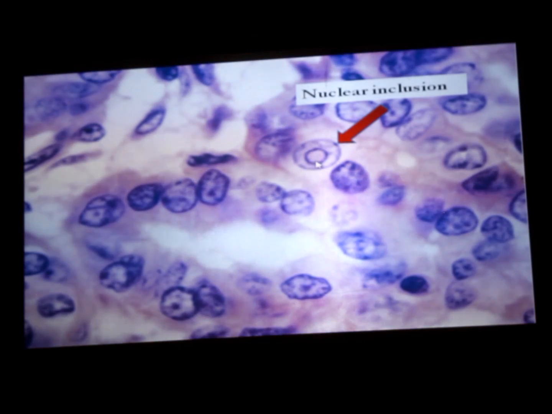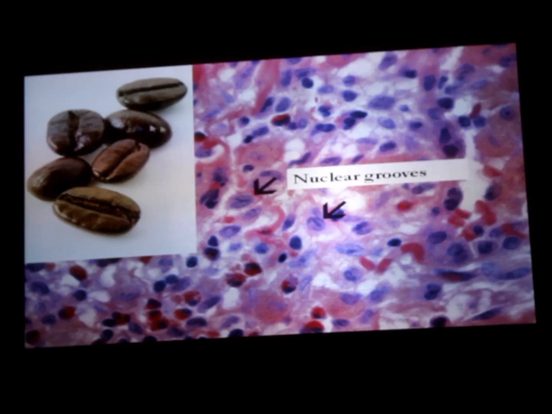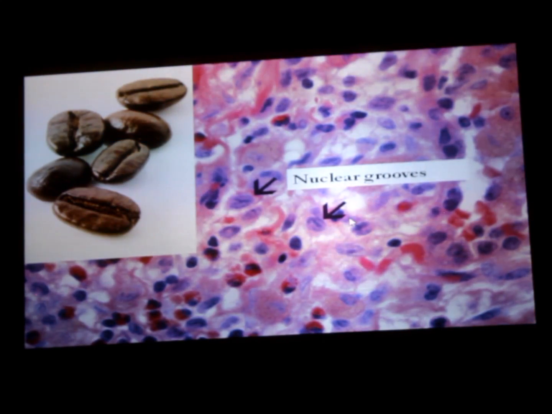Intranuclear inclusions. Some nuclei may show presence of a vacuole or clearing, which is known as intranuclear inclusions. Inclusion present inside the nucleus. Okay, like this. This is also seen in papillary carcinoma. Some nuclei may show grooving like this. This is coffee bean. Coffee beans, what we drink coffee, they are like this. You see such appearance in the nucleus. So that is known as grooving of nucleus. They are also present in some cells.